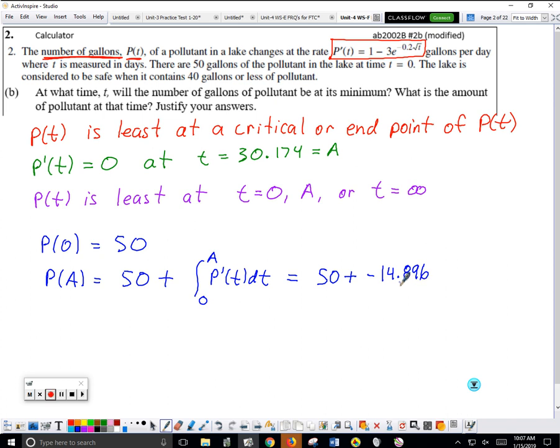Remember, the negative 14 is not the amount of pollution in the lake. The negative 14 is by what amount did the amount of pollution change. Fundamental theorem says when you integrate the rate at which the pollution level is changing, you find out by what amount does that pollution level change. So the level of pollution, somebody number please? 35.015. 1040. Yeah, sorry.